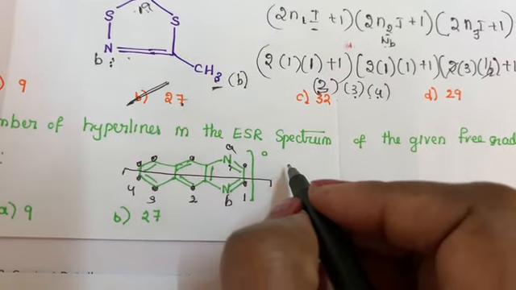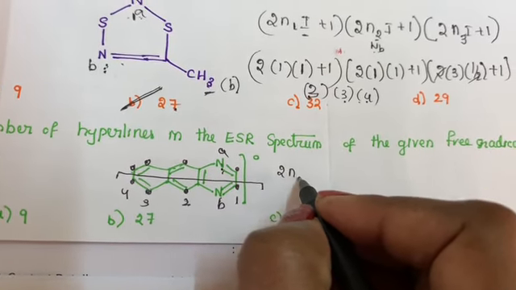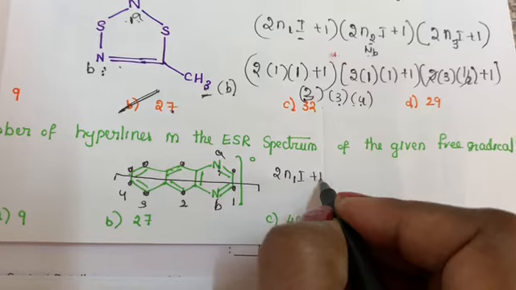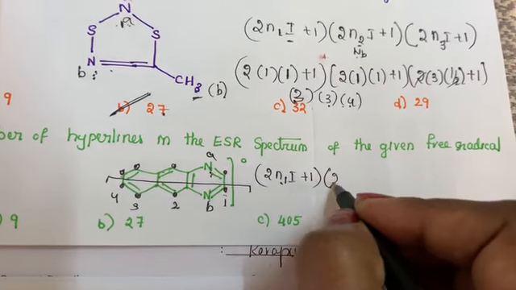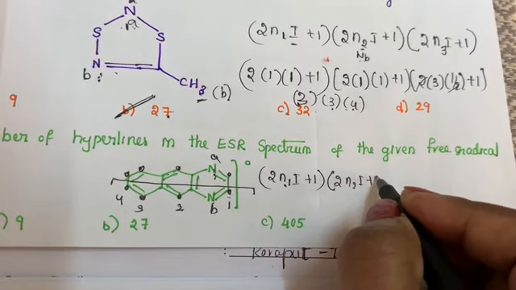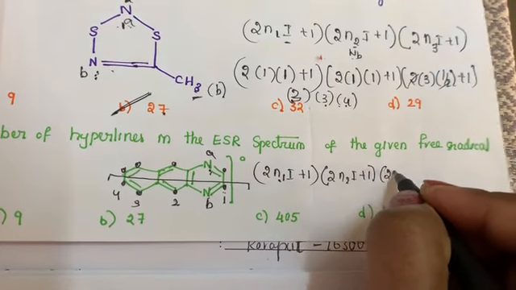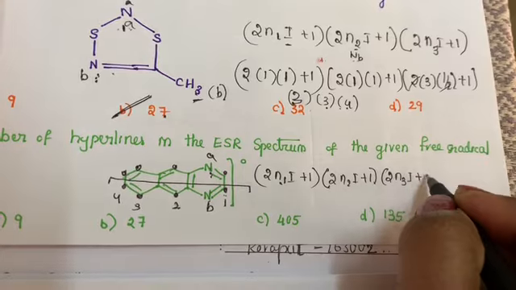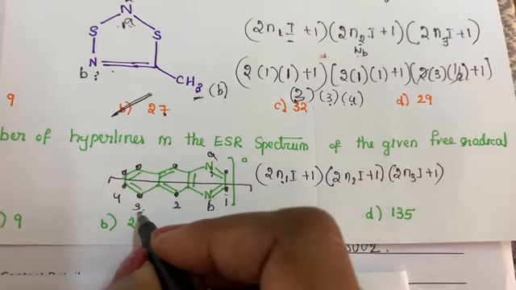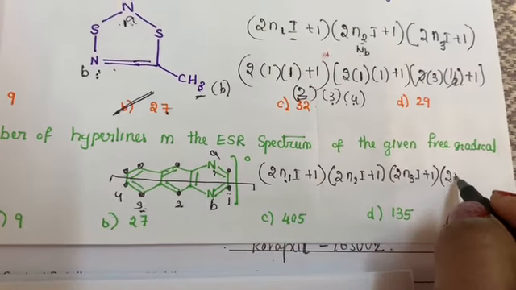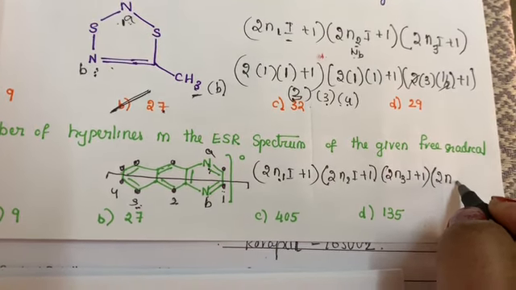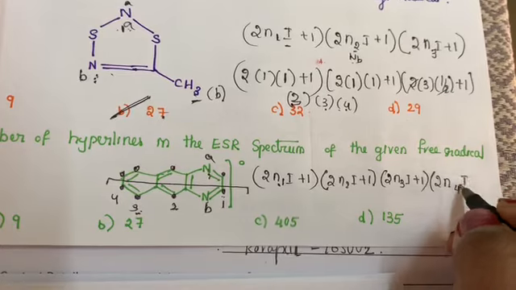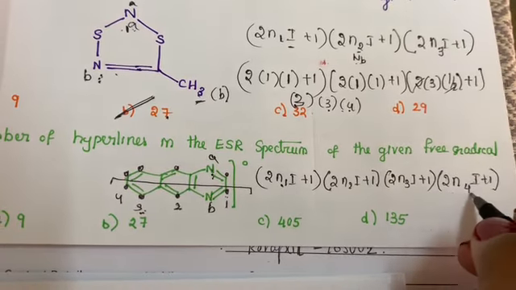So the total number of hyperfine lines can be calculated as (N1I plus 1). This N1 corresponds to the first category of hydrogen, times (N2I plus 1) for the second category, times (N3I plus 1), which corresponds to the third category of hydrogen, and N4, that is considered as (N4I plus 1). This is the fourth category of hydrogen.